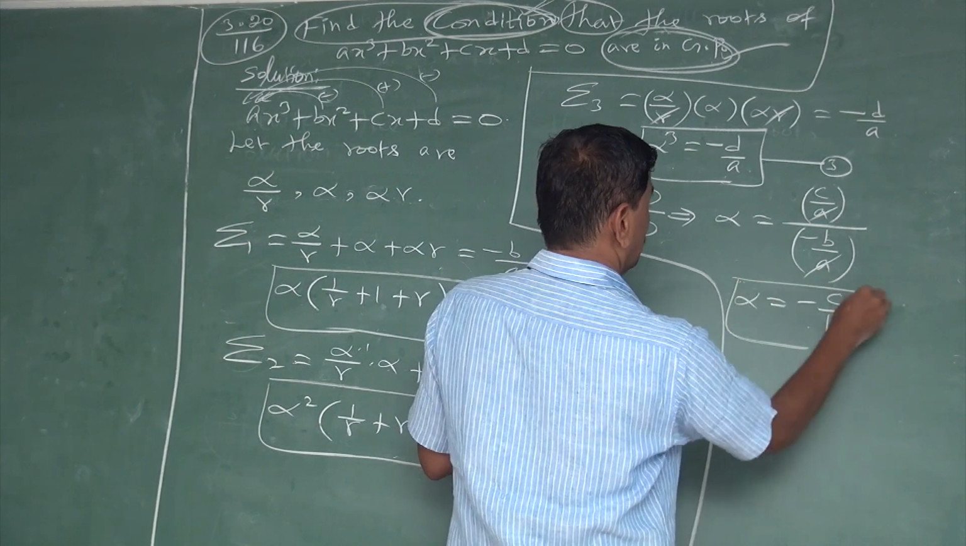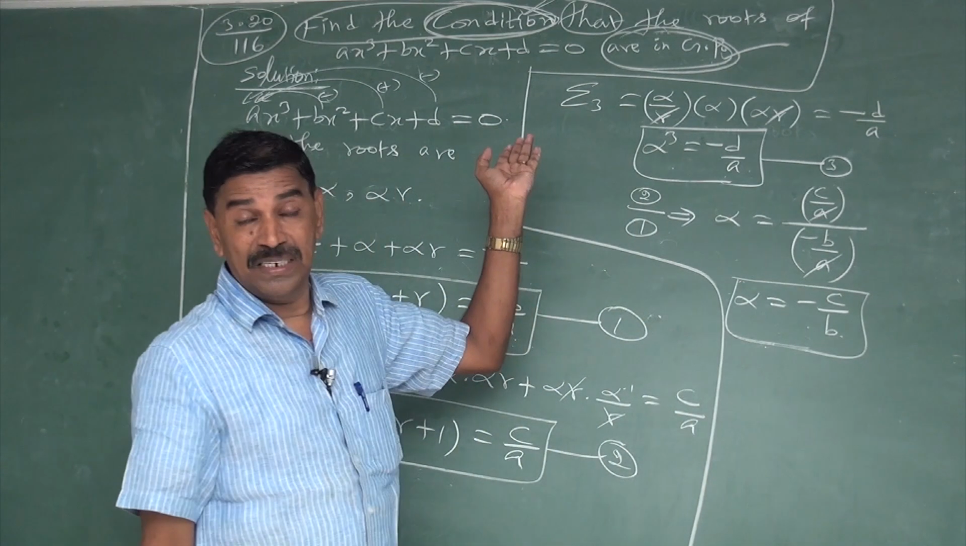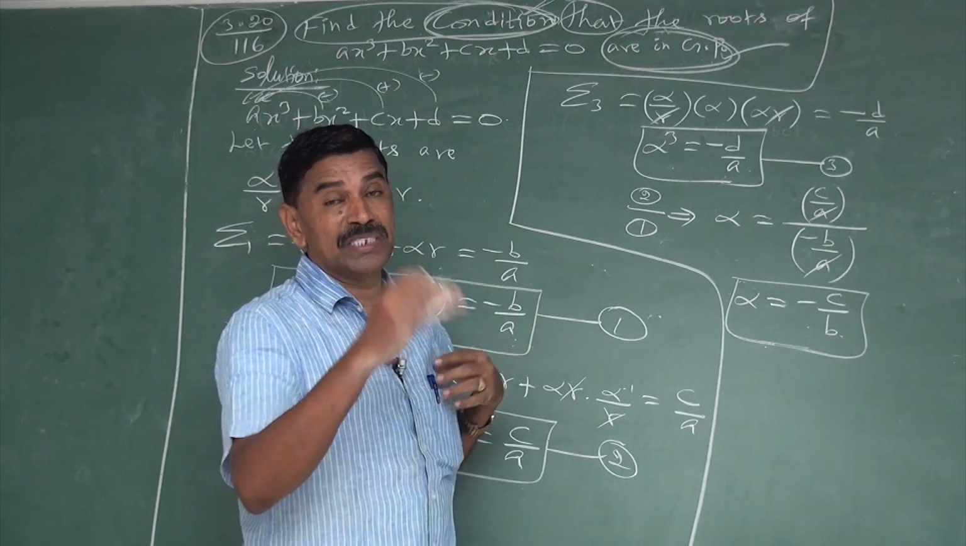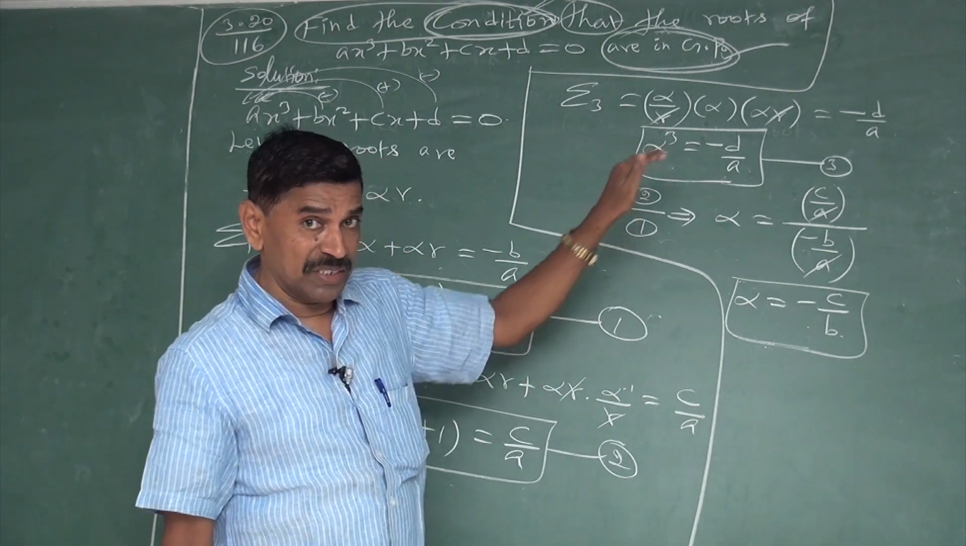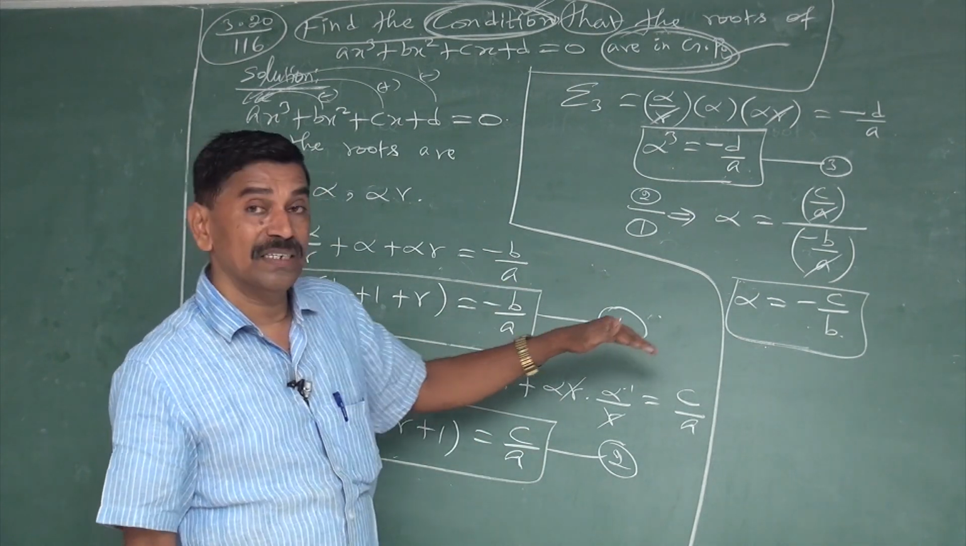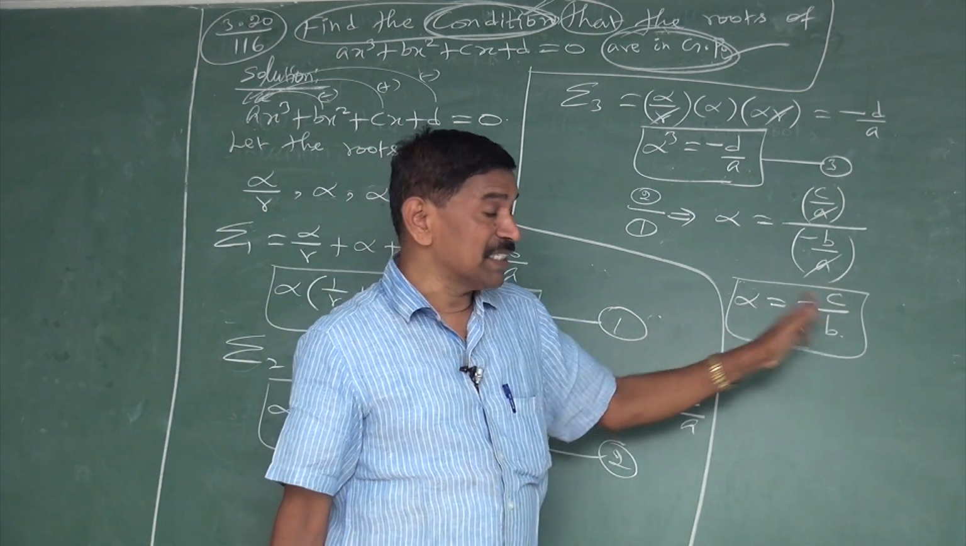Box it. Again, find the condition of the cubic equation whose roots are in GP. Find sigma 1, sigma 2, sigma 3: first equation, second equation, third equation. For our convenience, second equation divided by first equation, we get alpha is equal to minus C by B. Next idea.